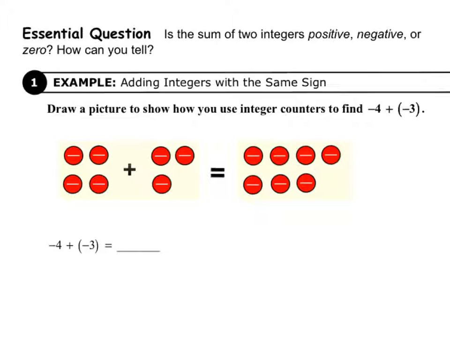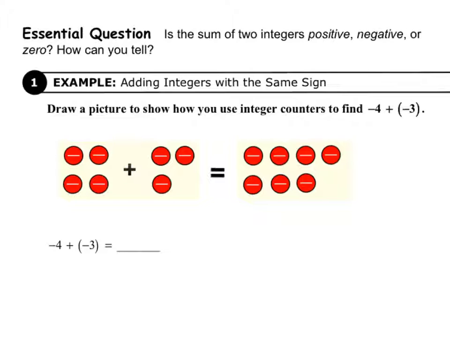Let's look at example 1, adding integers with the same sign. Our directions are to draw a picture to show how you use integer counters to find -4 plus -3. Integer counters are just circles with either a negative or a positive sign inside them. If you're drawing a counter for a negative number, you would draw a circle with a negative sign in it. If you're drawing a counter for a positive number, you would draw a circle with a positive sign in it.